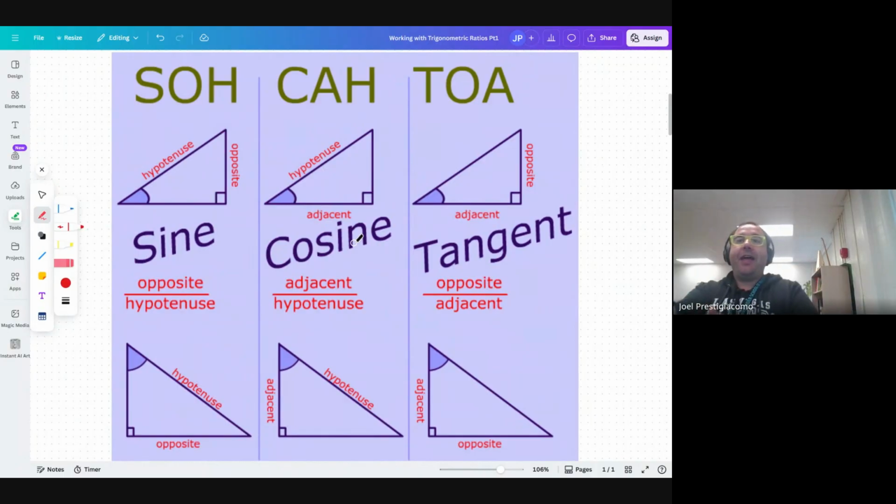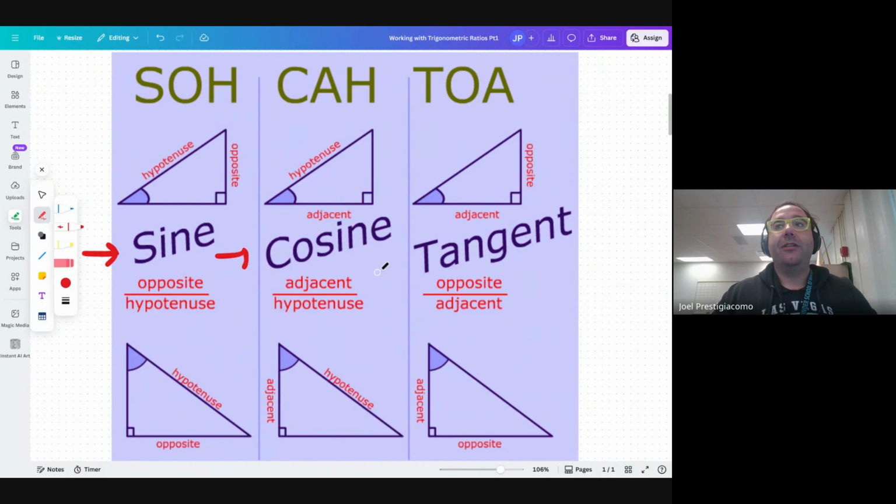But once we have that understanding, once we know what angle we are talking about, we are going to learn about the three trig functions, which are called sine, cosine, and tangent. Quite simply, they are ratios that tell us different bits of information about our triangle.